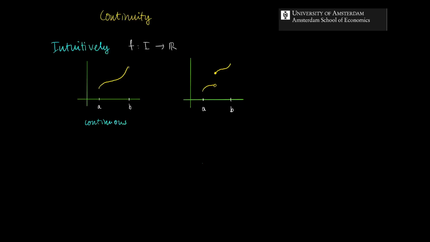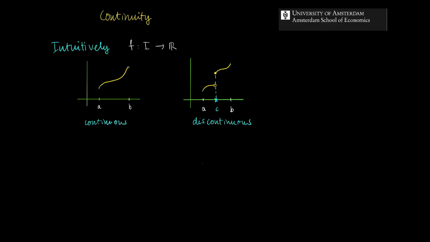Now look on the right. Here we have a different function, and we see clearly that if we look at some point c in the middle of the interval, the function jumps. If we close in on c from the left, and then take a small step from c to the right, we jump up. If we would like to draw this graph, we would need to take the pen off our paper, and this is called a discontinuity. So this function is discontinuous.